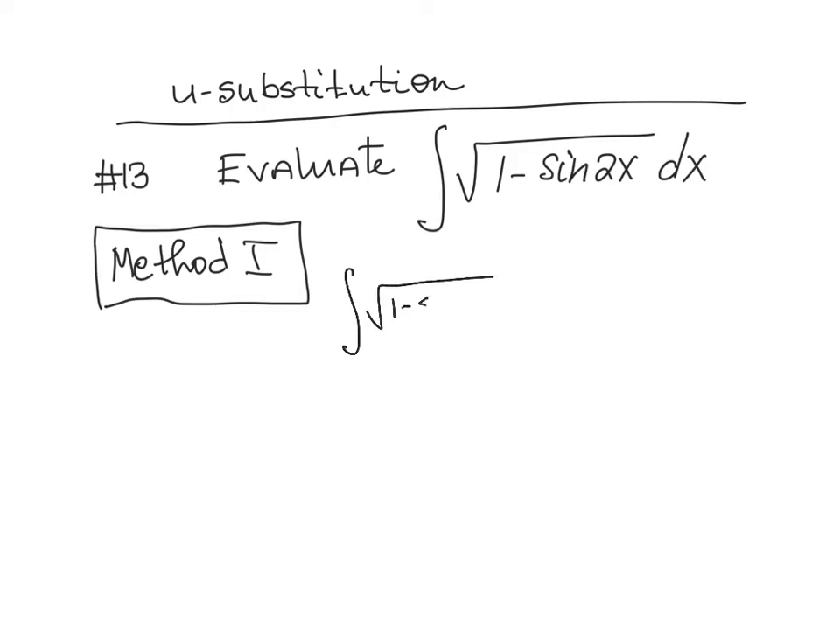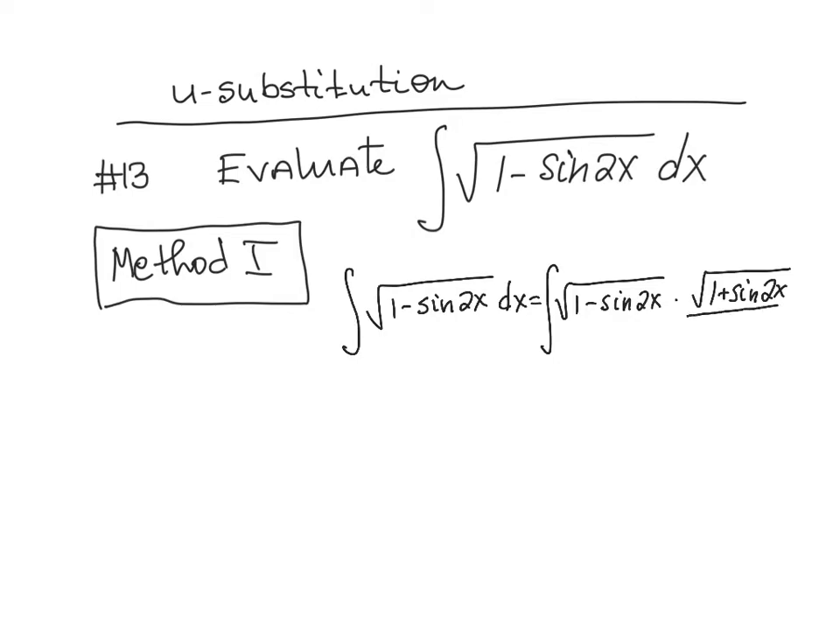So we're going to multiply the square root of 1 minus sine of 2x and multiply and divide by the square root of its conjugate, which is the square root of 1 plus sine of 2x. And of course we have to divide by the square root of 1 plus sine of 2x. This is a form of 1, so we're not changing the problem.